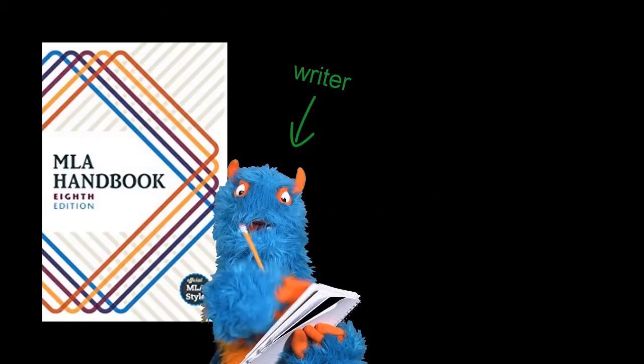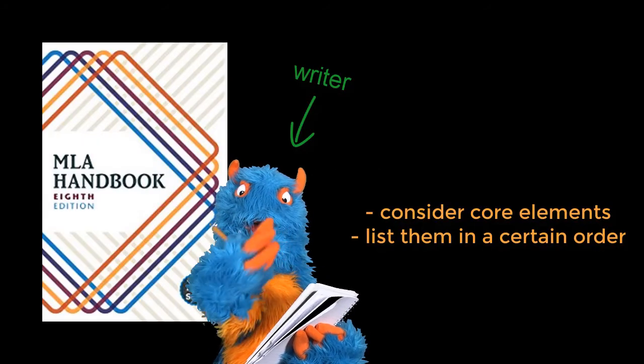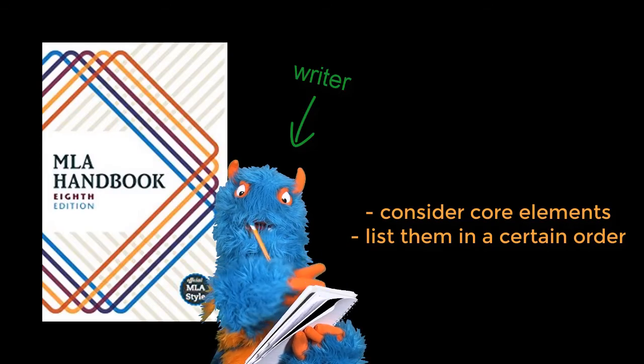MLA 8th edition asks the writer to consider the core elements of a resource and to list them in a certain order within the citation.